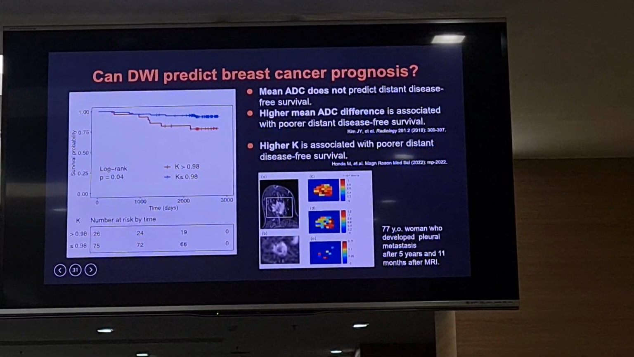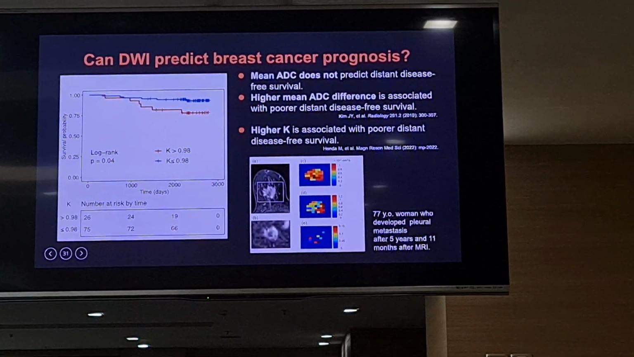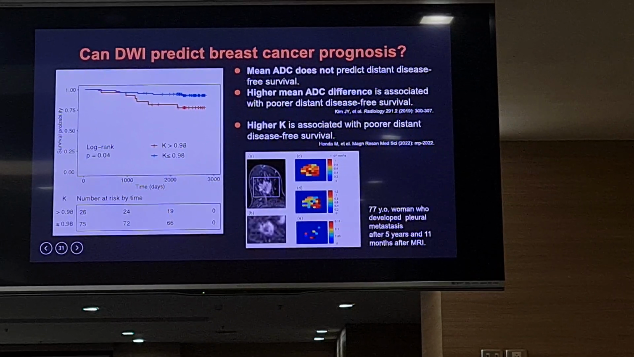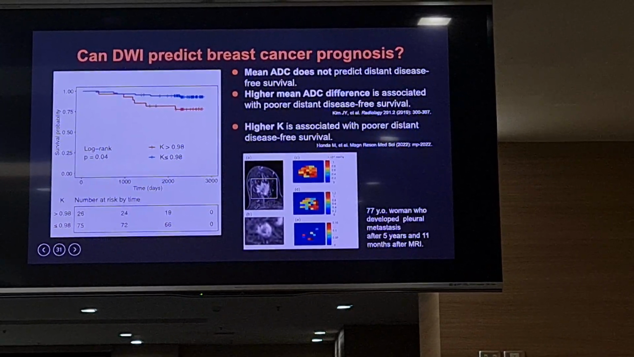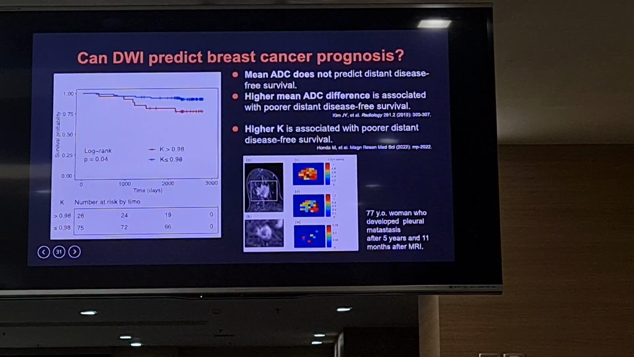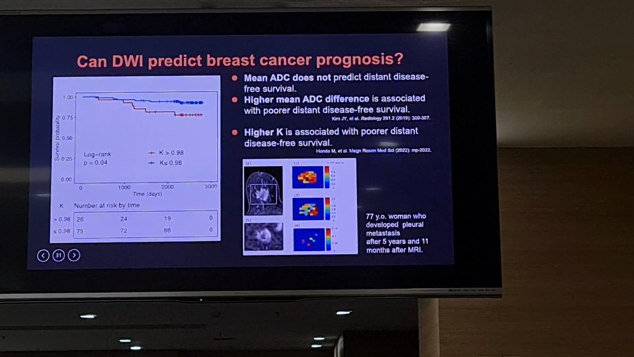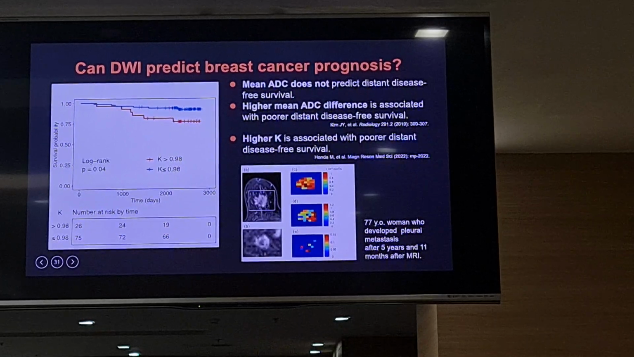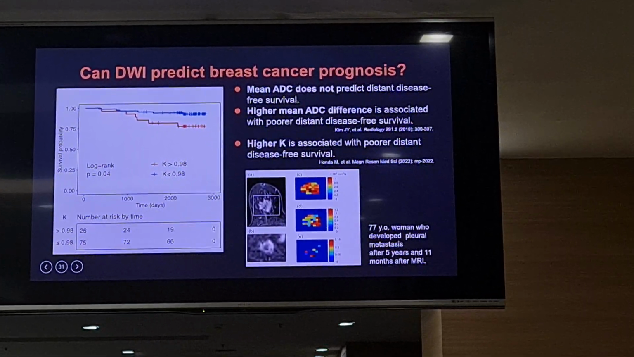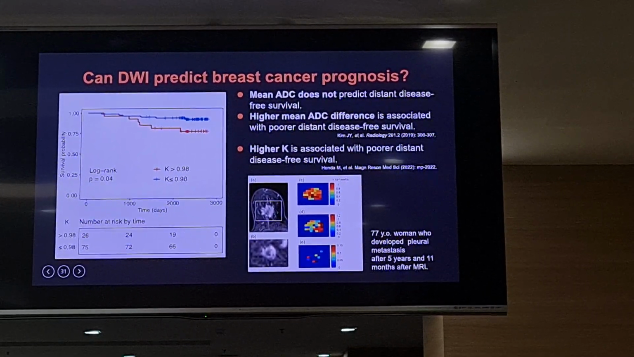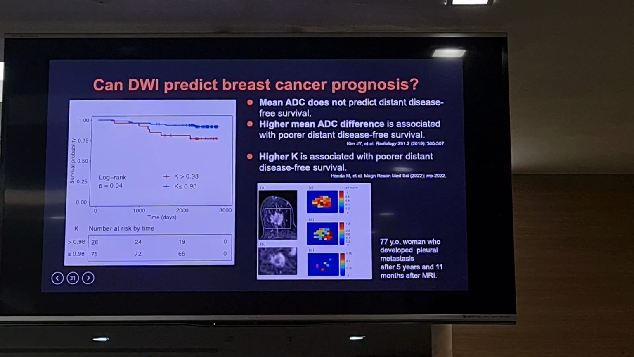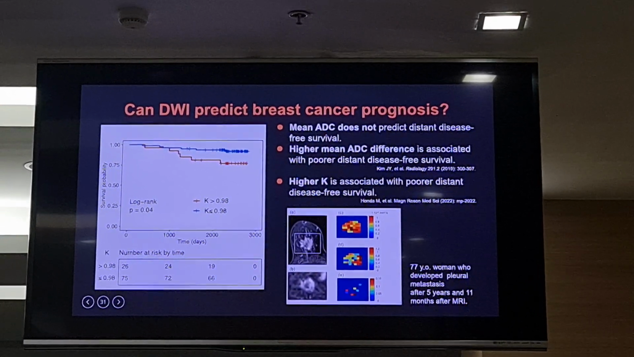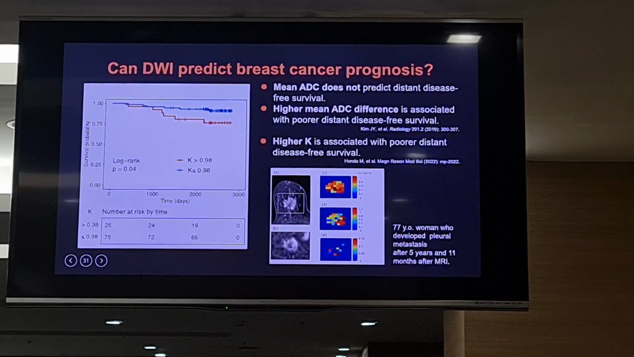And can diffusion predict the breast cancer prognosis? Breast cancer is the most common cancer in women worldwide, but we have a relatively good prognosis compared to prostate cancer, etc. But still, it is nice if imaging biomarkers can predict the breast cancer prognosis. There are some publications for that. Mean ADC value itself does not predict the distant disease-free survival. On the other hand, a higher mean ADC difference, which is the subtraction between ADC max and ADC minimum, is associated with poorer distant disease-free survival.